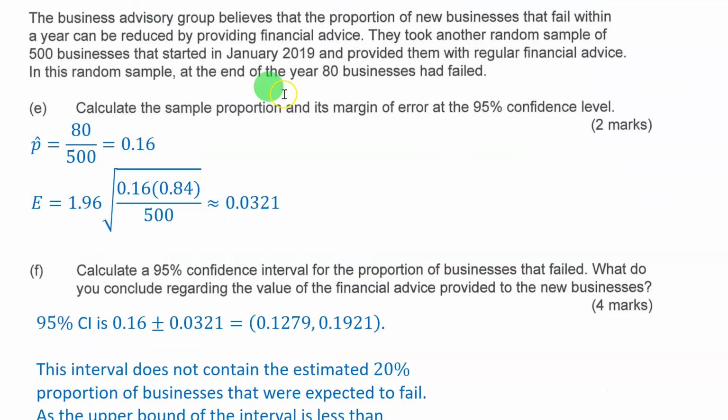So over the page, the story continues. So now we've got another random sample of 500 businesses where they've changed something. They've given them some regular financial advice. And at the end of this year, only 80 businesses had failed. And here we go again. This time we're going to get a few more marks for our confidence interval. We're asked to calculate the new sample proportion and its margin of error at the 95% level.